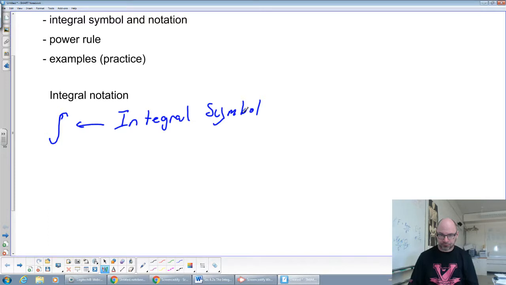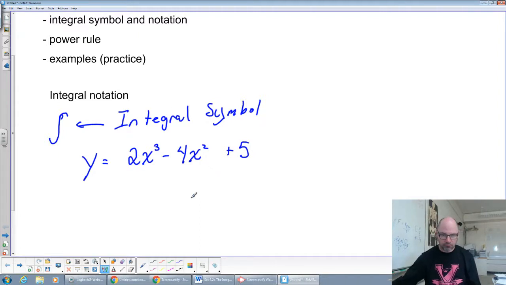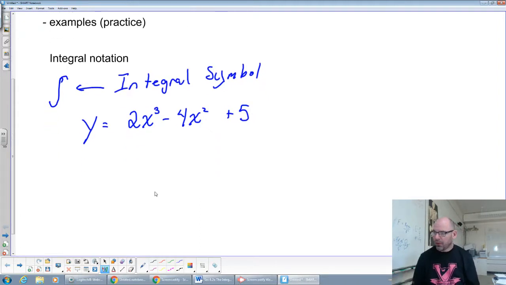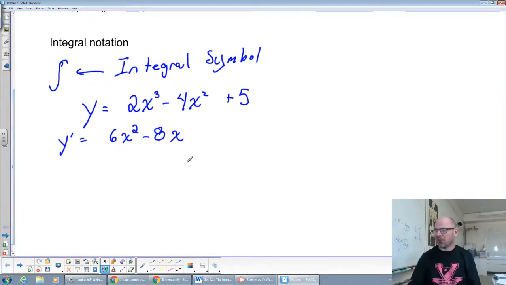So if you have y equaling 2x cubed minus 4x squared plus 5, okay, we know that the derivative of this is 6x squared minus 8x. Okay, and we're going to use this example in the notation.